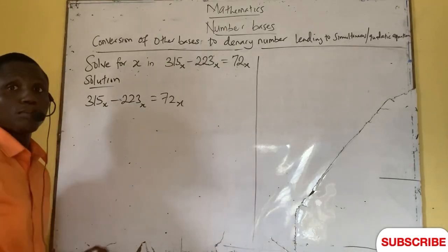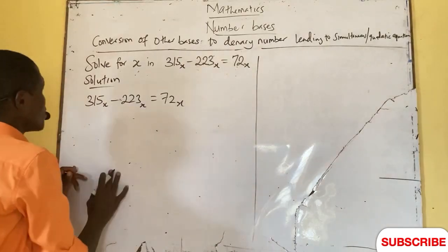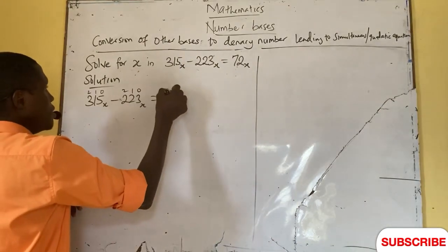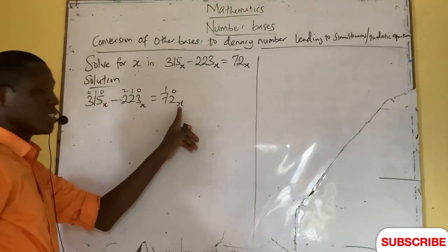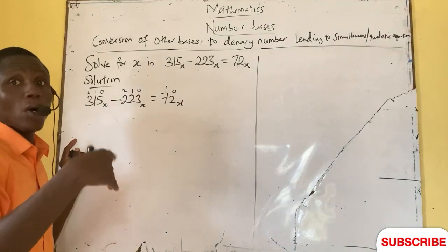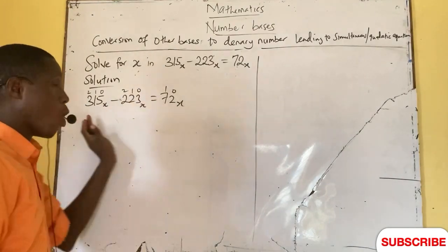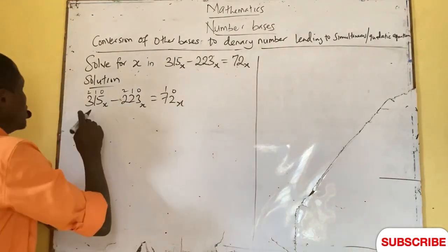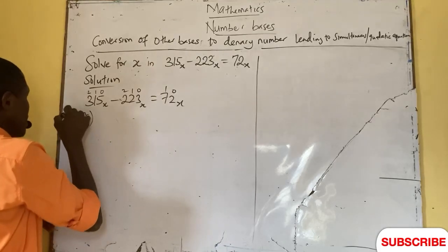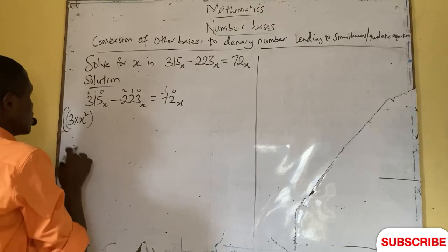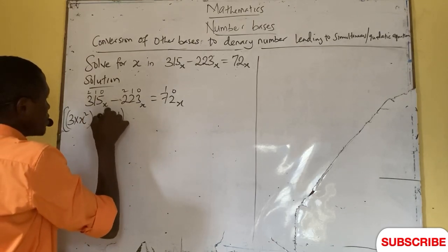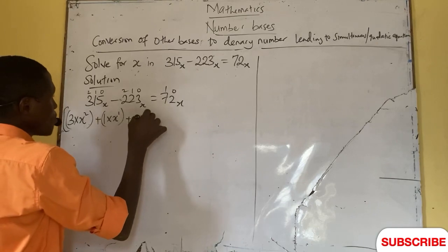Just as we did in the previous example, we are going to use the expansion method using 0, 1, 2. Remember that this one is not in base 10. Everything is in base x. So you are going to use the expansion method for all the terms here. Now, doing that, we have 3 times x raised to power 2, then plus 1 times x raised to power 1, plus 5 times x raised to power 0.